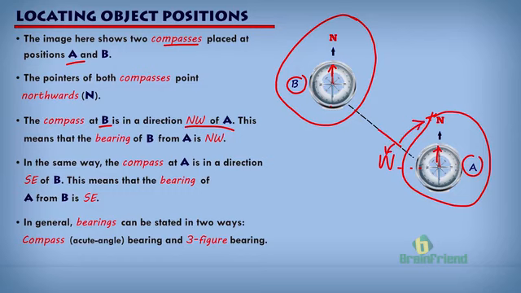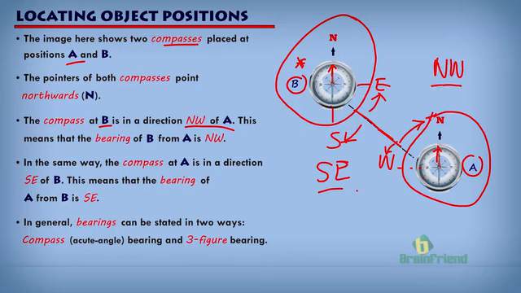In the same way, for the compass at A, if B becomes our reference point, this compass is in a direction, what? Here we have our south, here we have our east. So the direction here, of course, is in between the east and the south. So we say in this case that it's in a direction southeast. For our other case here, it was in a direction northwest.